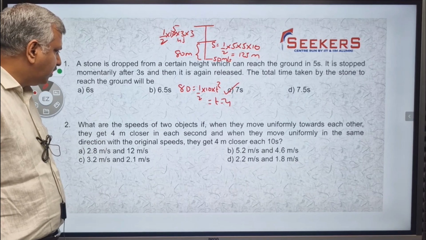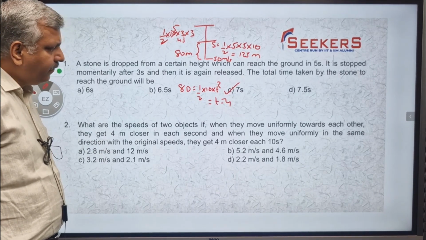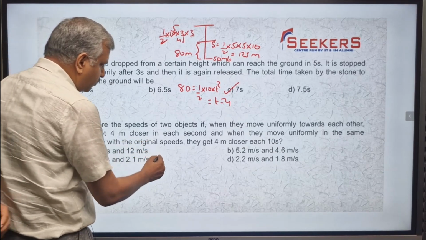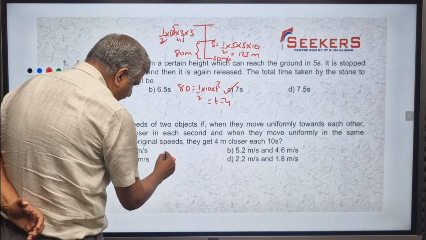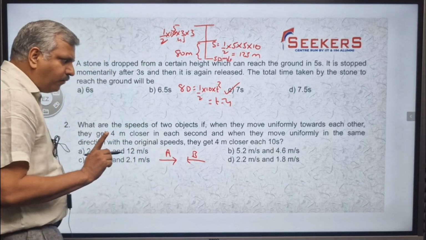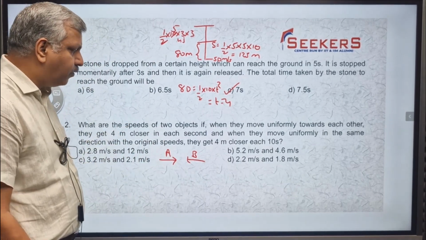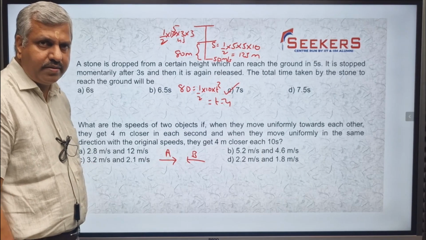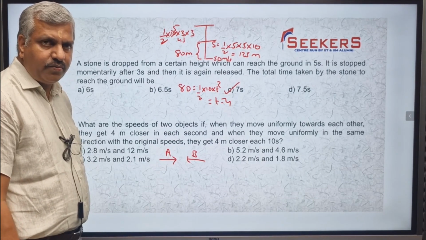Second question, what are the speeds of two objects if when they move uniformly towards each other, they get 4 meters closer in 1 second? That means A is moving this way and B is moving this way. So in one second, they are coming closer by 4 meters. So do you understand that their combined velocity is 4 meters per second? That means VA plus VB is 4 meters per second.